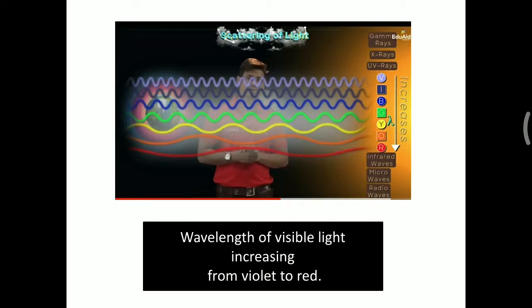Visible light consists of seven colors, violet to red. The wavelength of visible light increases from violet to red. You know that violet has the shortest wavelength and red has the longest wavelength. So the wavelength of visible light increases from violet to red.